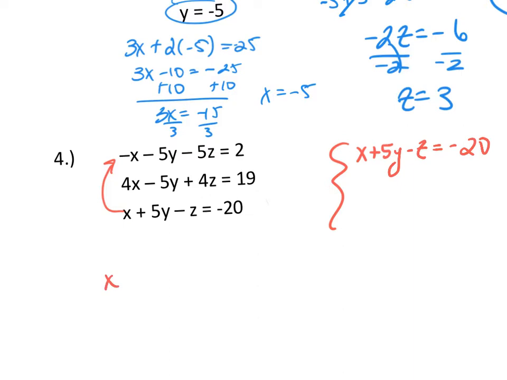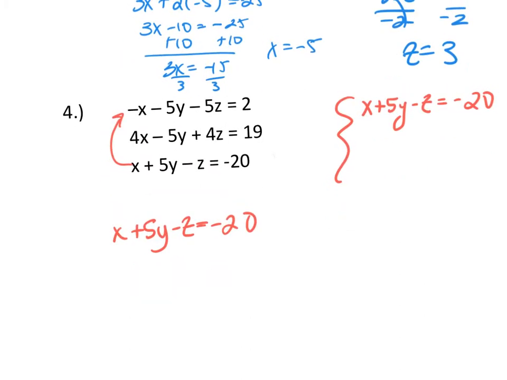So, Kaylin, what did you do? You took your first one, x plus 5y minus z equals negative 20, and you combined it with which one? 4x minus 5y plus 4z equals 19. Does it matter which one you combine? No.